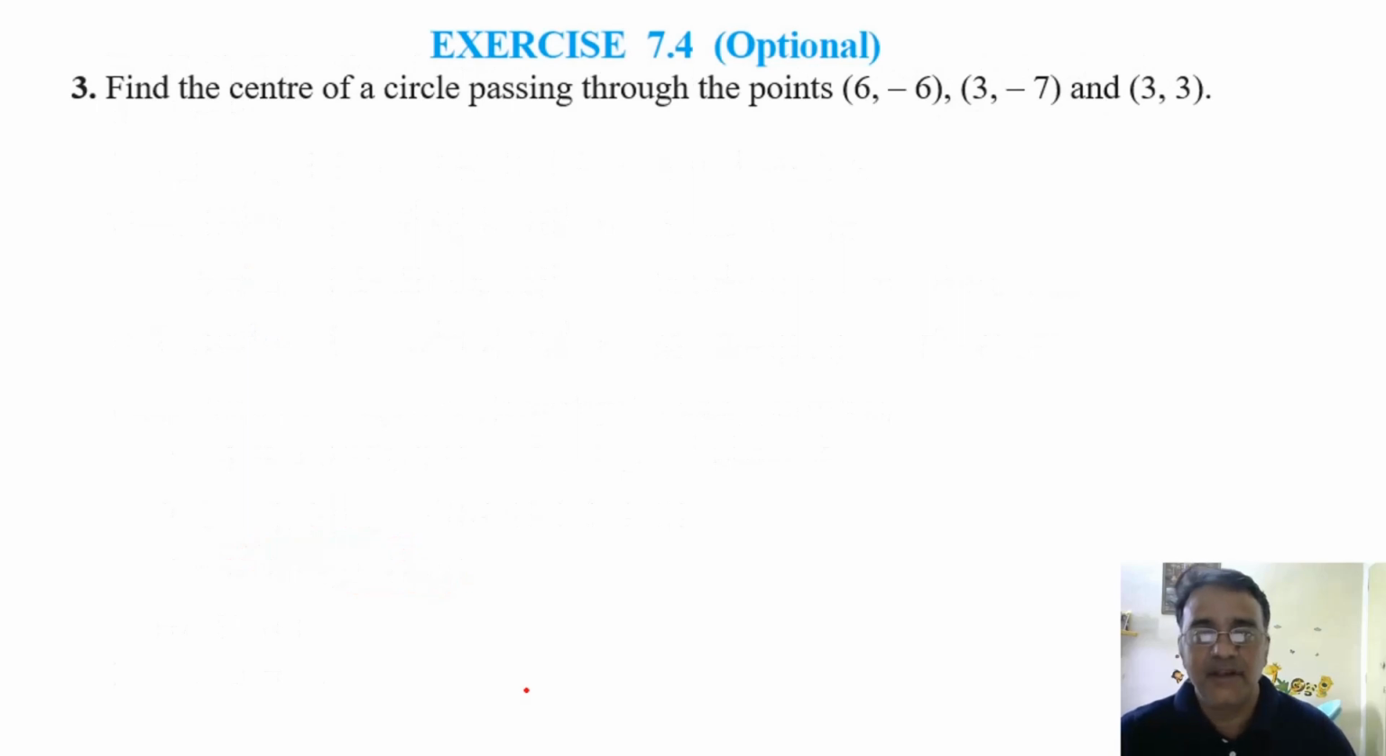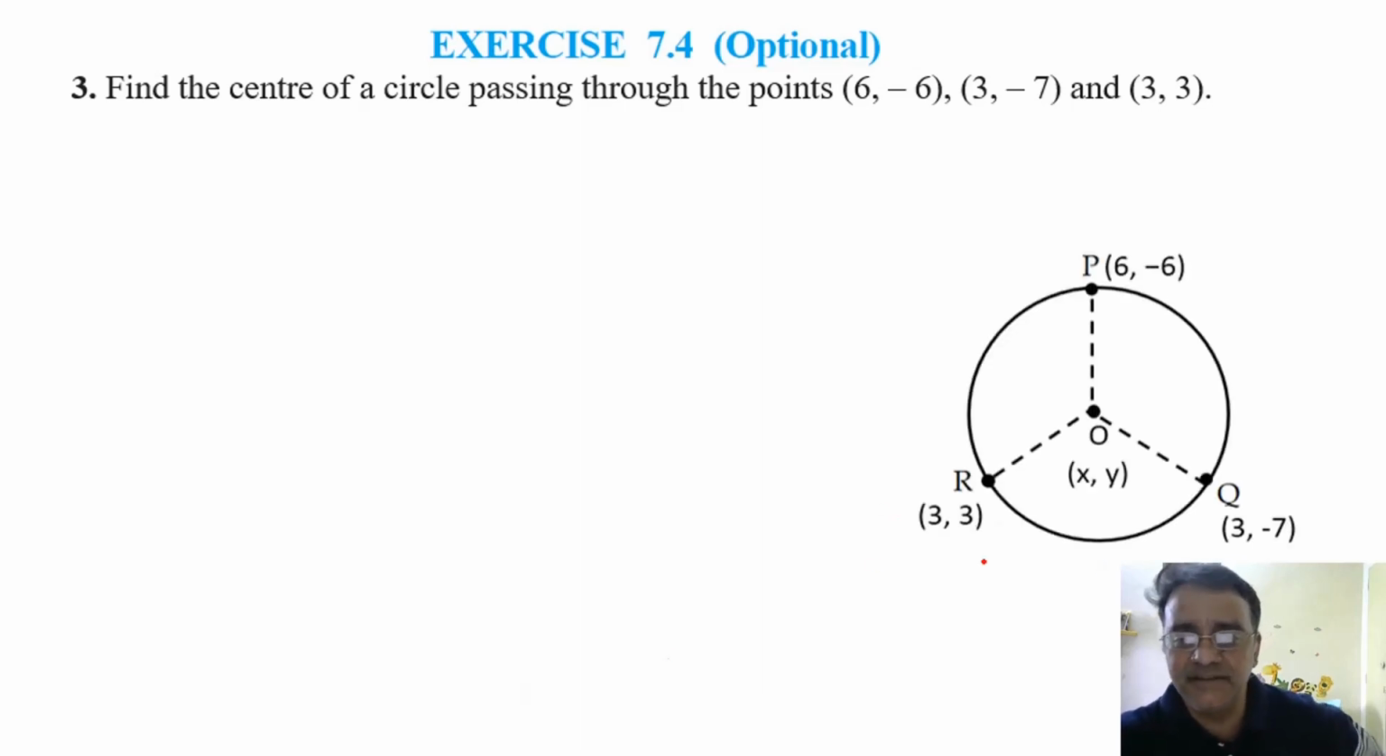No, sir. Okay. Now we will move towards one very important question, a very good question from the optional exercise. Find the center of a circle passing through the points 6, minus 6, 3, minus 7 and 3, 3. This question is based on the distance formula. And this is the last question of today's session. So this is the rough diagram.